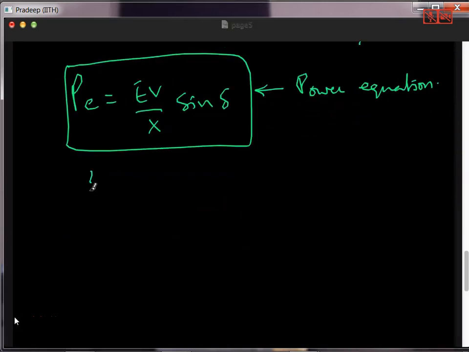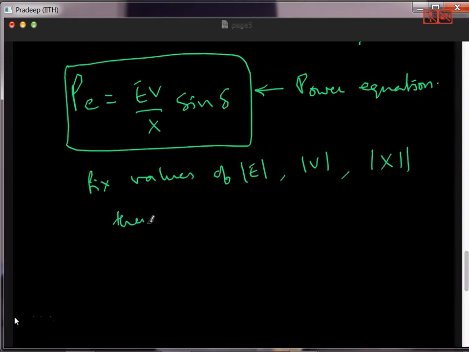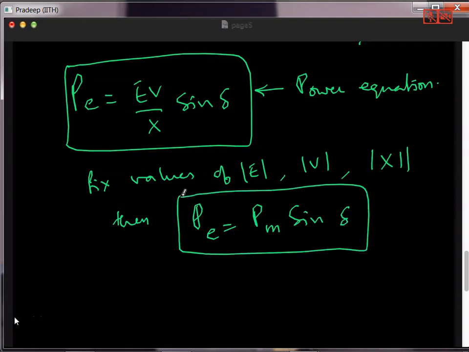Now if I fix the values of E, that is magnitude of E, magnitude of V. So during that small period, 10 milliseconds, I am assuming the voltages are not changing and the reactance of the line is also fixed, then I can write P is nothing but P maximum into sine delta. So what is the electrical power output? It is nothing but the maximum power, defined by EV by X, multiplied by sine delta.